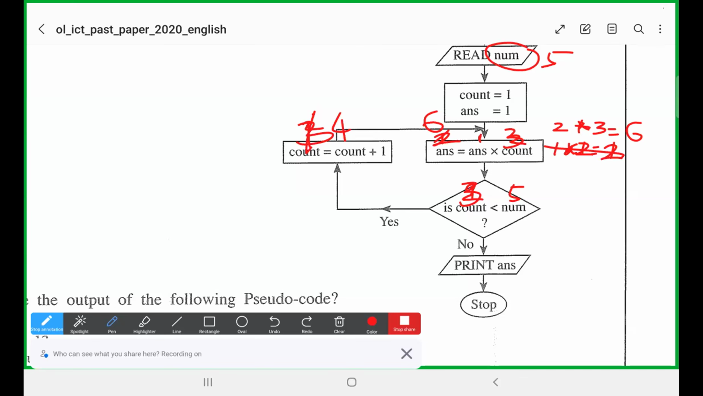Yes, very good. Count is 4. Answer is 6. Now 4 into 6, 24. It's 24. Now count is what? 4. Yes. Now 4 less than 5, so this becomes 4 into 5, 20. Now count becomes 5. Like that you can calculate.